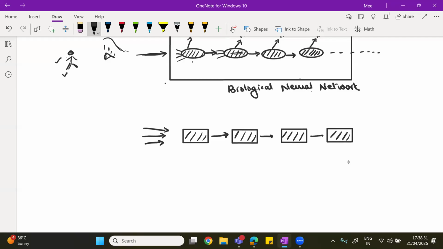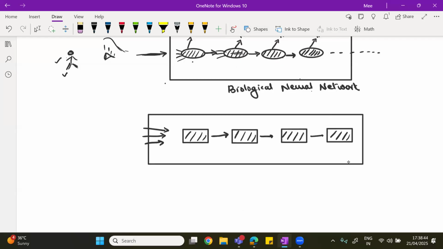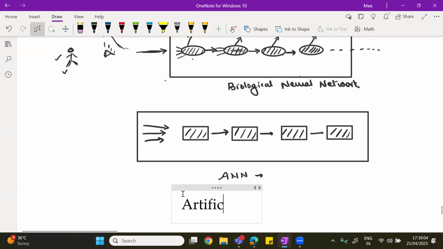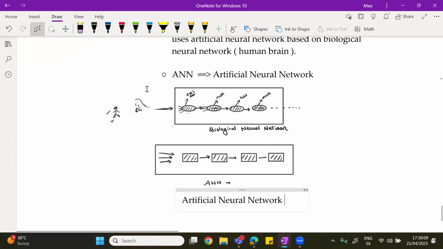These are natural biological neurons. These are artificial neurons and they are interconnected. The same mechanism will be working over here. This structure we call ANN, that is nothing but artificial neural network. Okay, this is the way your biological neural network and artificial neural network will be working.